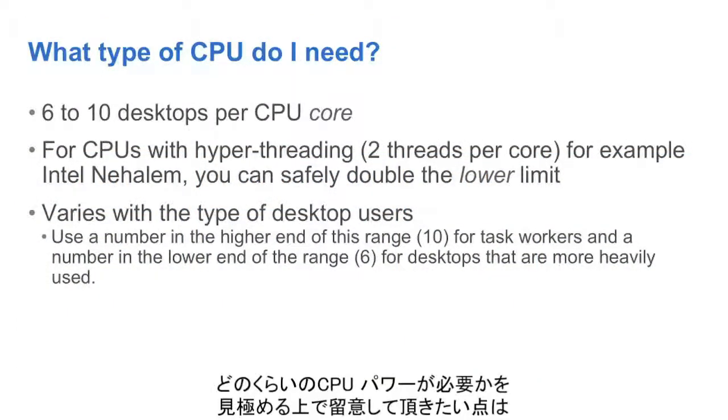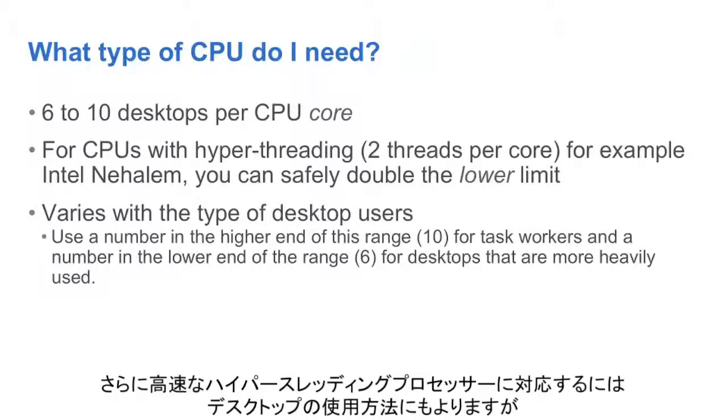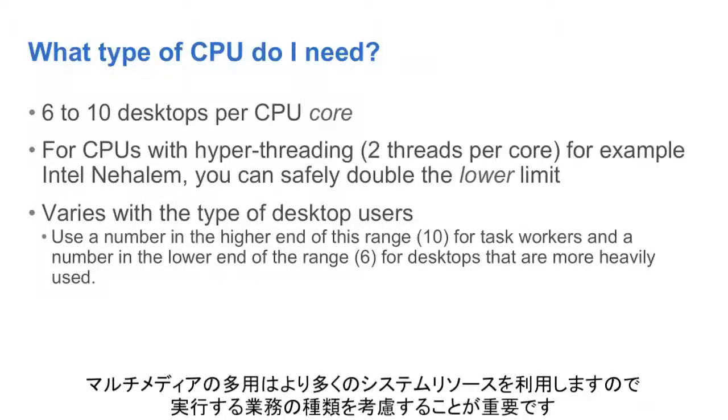When determining the amount of CPU power necessary, it is important to note that you should be able to generate between 6 to 10 desktops per CPU core. For faster hyper-threaded processors, you should be able to generate up to 12 desktops per core, depending on the type of usage that the desktops will receive. Multimedia-heavy usage will utilize more system resources, so it is important to consider the type of work that will be done.